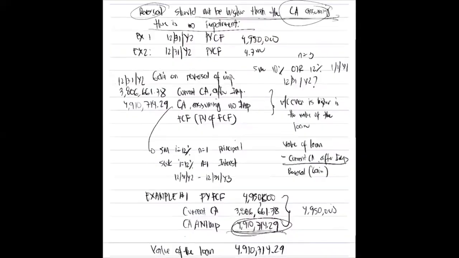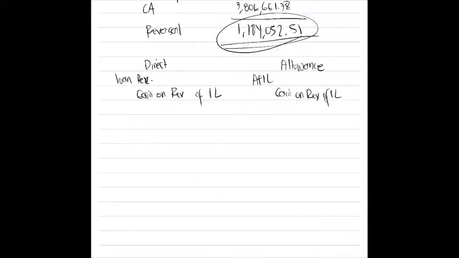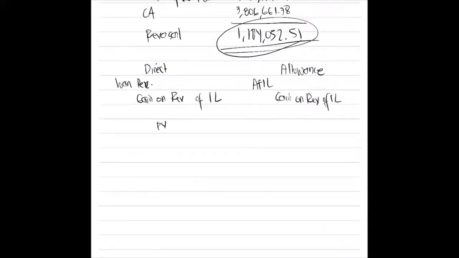1,104,052.51. So in short guys, pag pinagsama natin tong rules na to na reversal should not be higher than the carrying amount assuming there is no impairment, and whichever is the value of the loan, ang ginagawa lang talaga is to compare the present value of future cash flows and also the carrying amount assuming no impairment. Lower, yun yung kukunin mo. Less the carrying amount right now, that is the reversal.